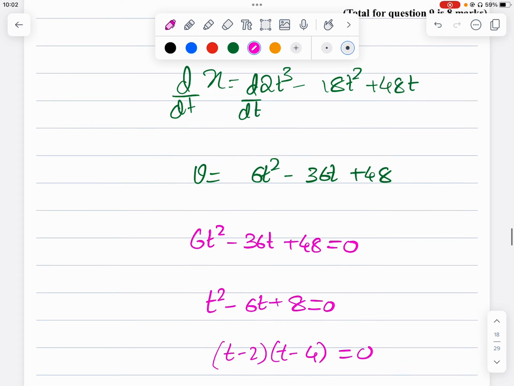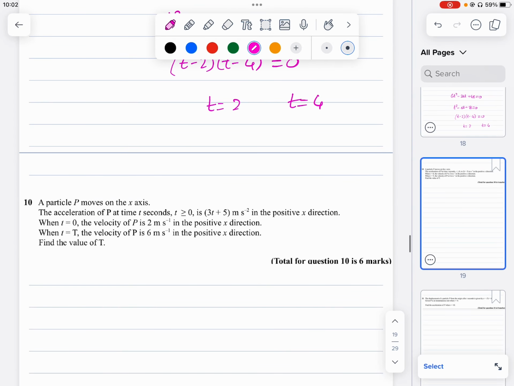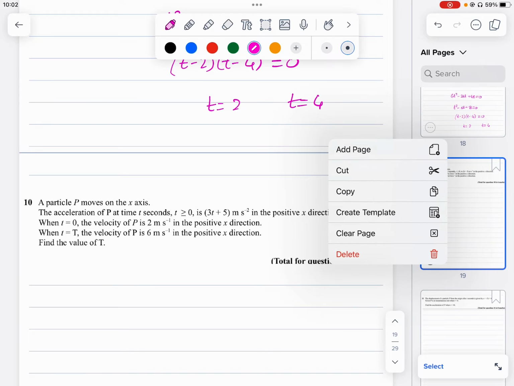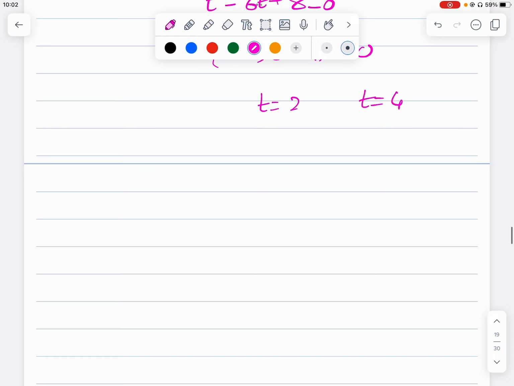The total distance traveled in the first 5 seconds. So now you have to remember that at 2 it becomes 0, at 4 also it comes to 0. So velocity has become 0. So we have to divide into 2 parts or 3 parts basically. At t equals 0, distance equals 0. Now at t equals 2, find the distance because it is coming to rest, right?